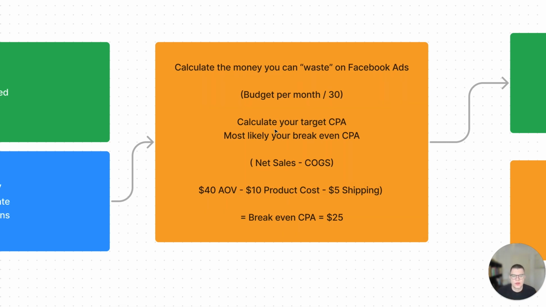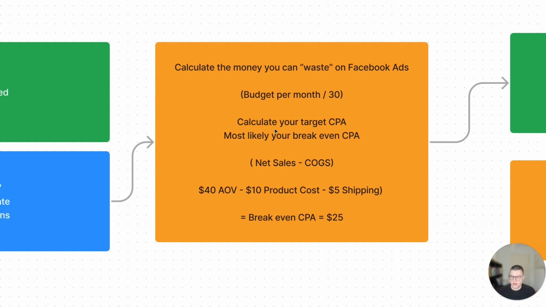So what you want to do is basically calculate the budget that you have per month. Let's say it's like 500, and then you're just going to divide it by 30 for days in a month. And that is basically the budget that you can just put on Facebook, and you don't care if it goes away. It's the same as investing into stocks, right? You should only invest money into stocks which you are okay with losing. Same goes for Facebook ads.